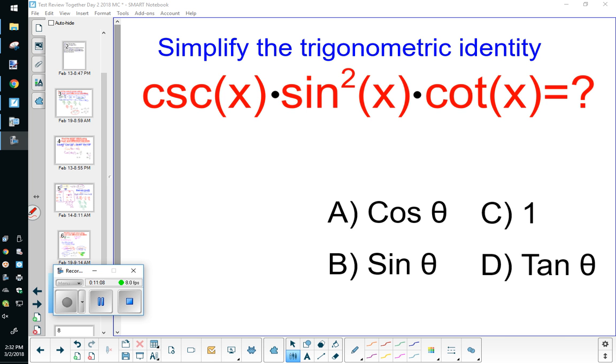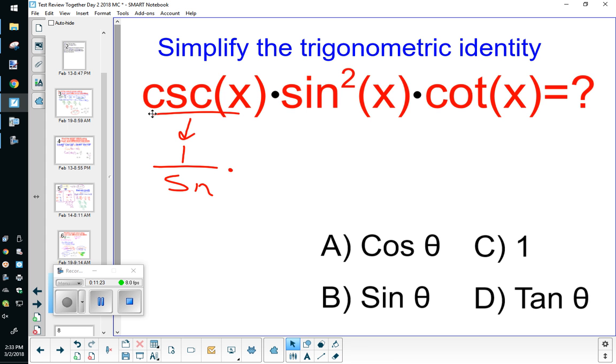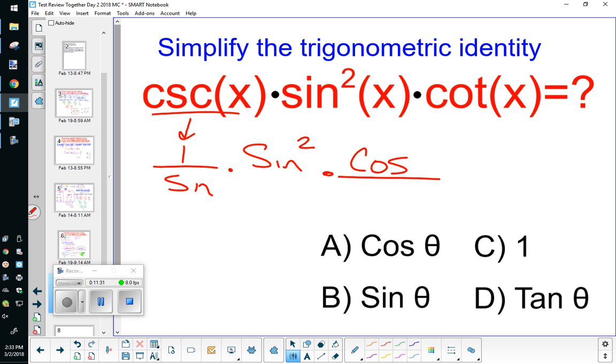I'm going to always try to write stuff as sine and cosine. So my first step I always remember is FOIL or distribute. Is there any foiling or distributing here? No. So I'm going to rewrite everything in terms of sine and cosine. So cosecant is 1 over sine times sine squared. So I'm going to write sine squared times cotangent, which is cosine over sine.